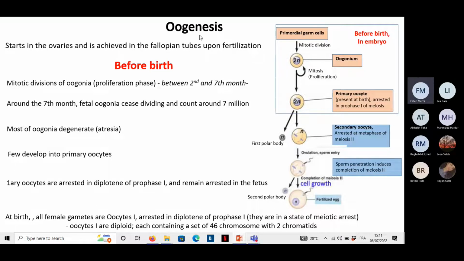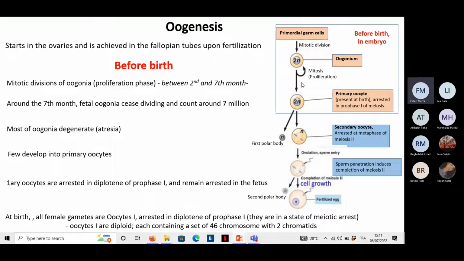Now, before birth, a female starts by having oogonia that develop from the primordial germ cells. So we have primordial germ cells, then they will divide mitotically to give oogonia, and those oogonia also will divide by mitosis. Between the 2nd and the 7th month, they will divide extensively, and we will have by the 7th month almost 7 million oogonia.